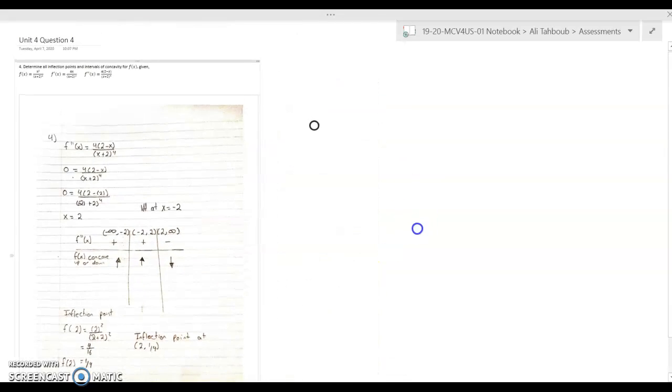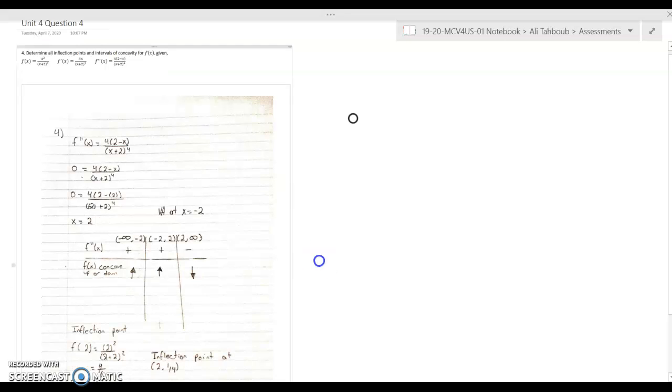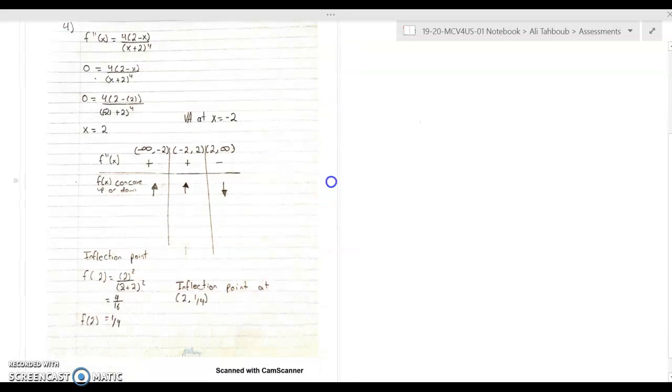And that is how we can determine all the inflection points and intervals of concavity of f of x when it is a rational function.